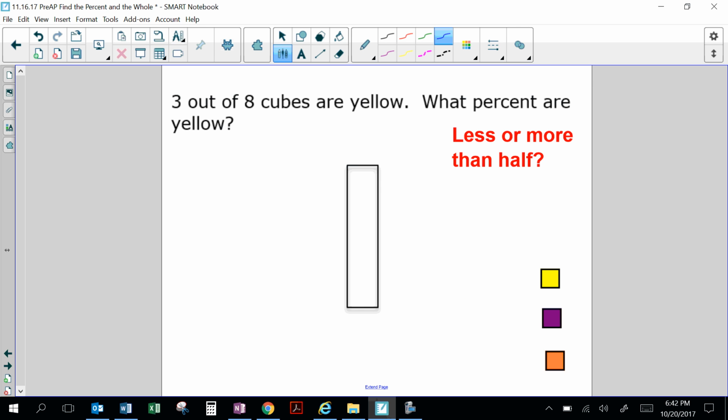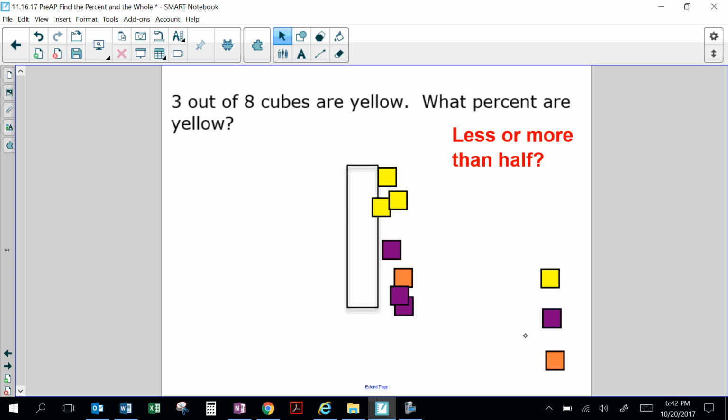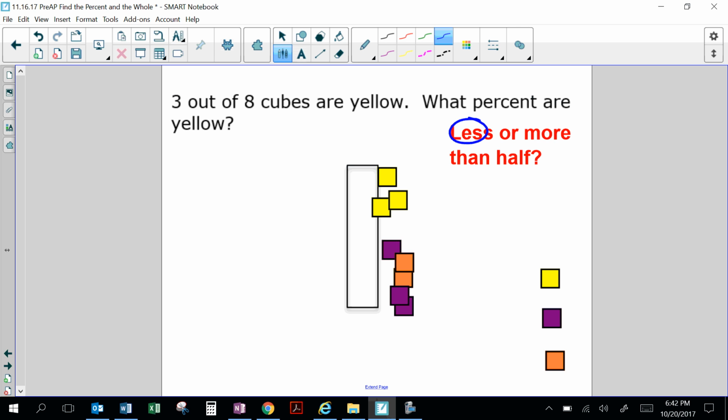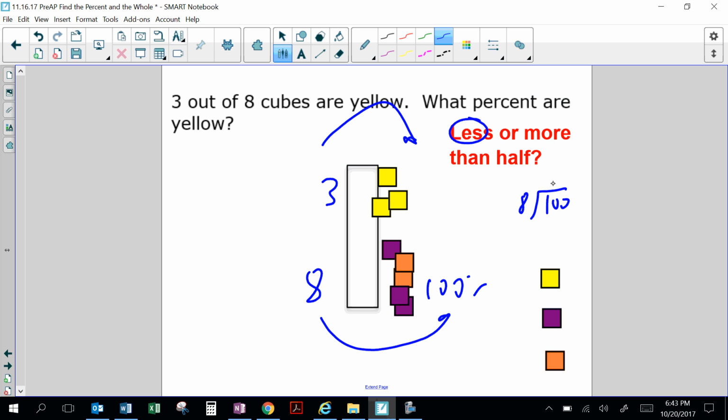3 out of 8 cubes are yellow. 1, 2, 3. So out of 8, 1, 2, 3, 4. That's 3. That's 8. Is that a little less than half? It is a little less than half. So that means our answer has to be less than 50%. So 3 out of 8 are yellow out of 100%. How many 8s go in 100? Well, let's find out. 8 goes in 1 time, 2 times, bring it down, 5 times. So 12.5. 3 groups of 12.5 is 37.5%, which is less than half.